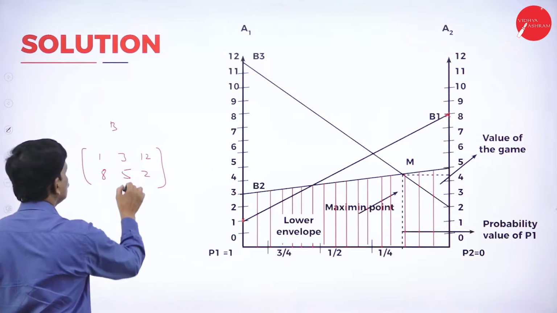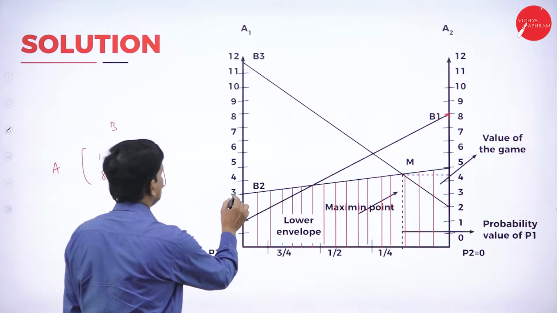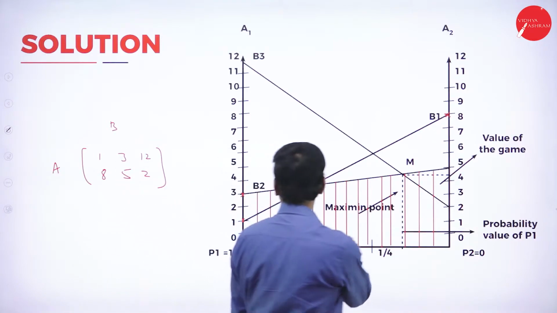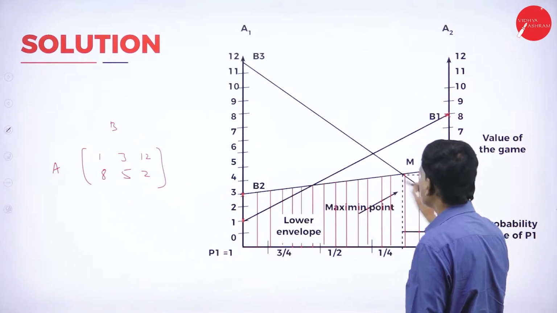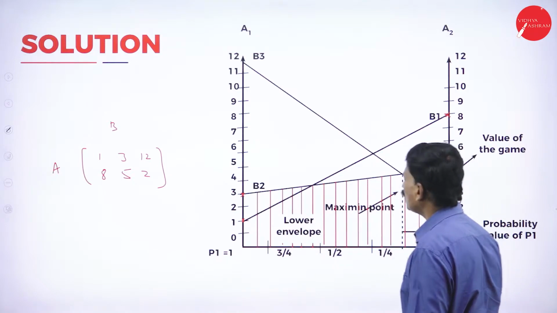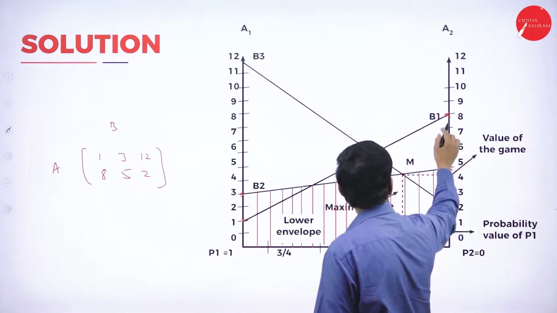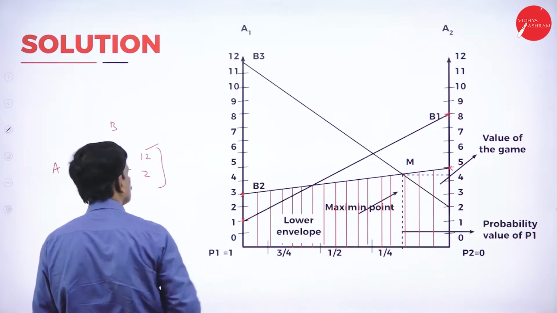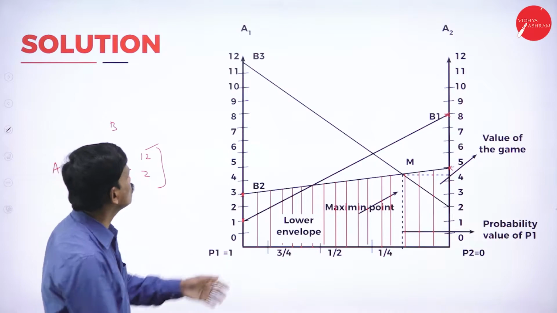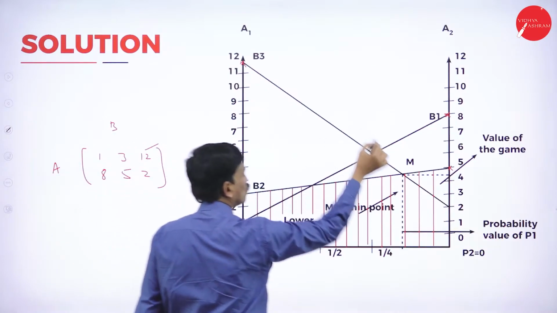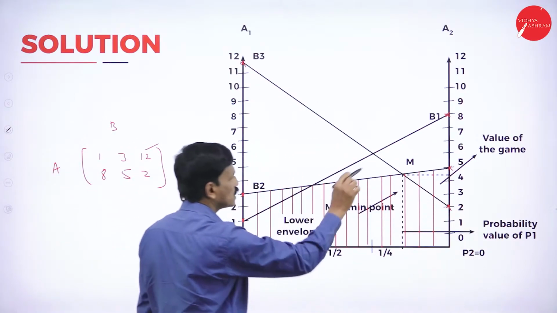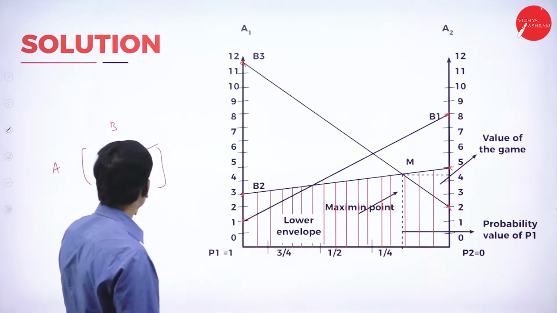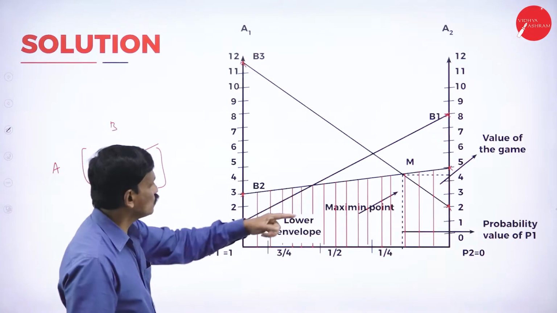Again similarly 3 and 5. So on A1 it is 3 and here it is 5 on A2. Just draw a line. So we have 1 to 8 and again 3 to 5. Now similarly the last, 12 to 2. So this is 12 and 2. Now draw the straight line. So that is from 1 to 8, again from 3 to 5, and again from 12 to 2.